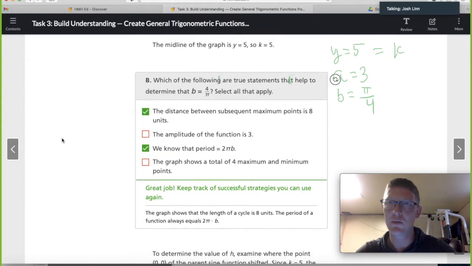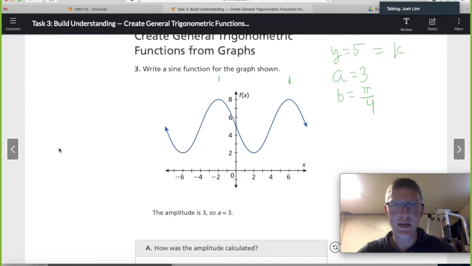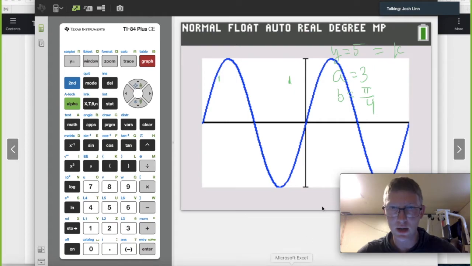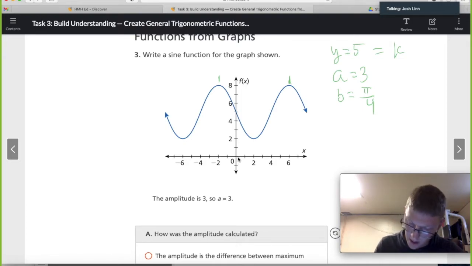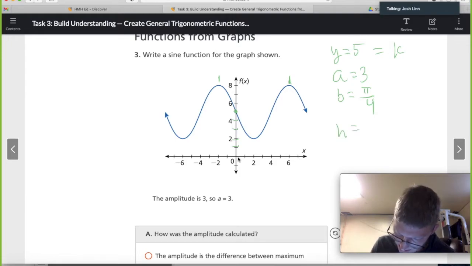So now we just need what? H, and then we're kind of good to go. Again, I intentionally reminded you to look at the parent function beforehand. So it goes through the origin here. We already know that k, it moves up 5 units. 1, 2, 3, 4, 5. And it does not have a horizontal shift at all. So that means that our h is equal to 0.